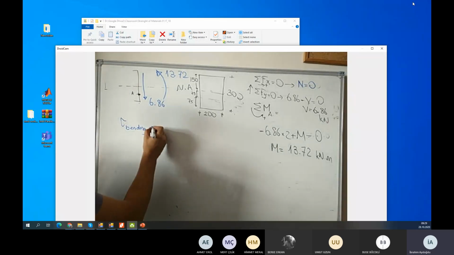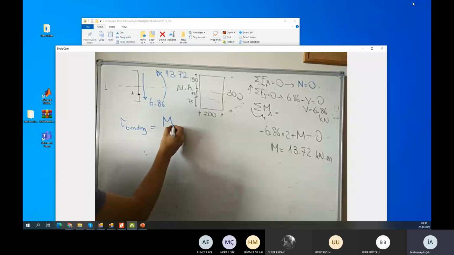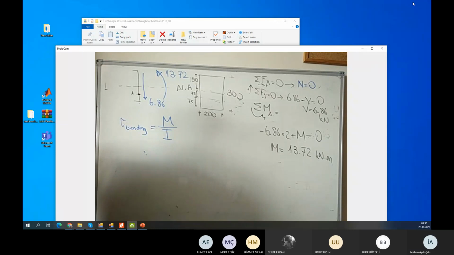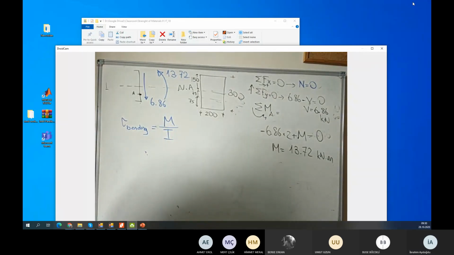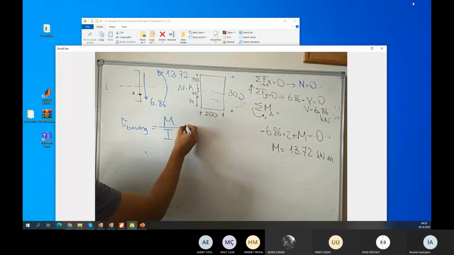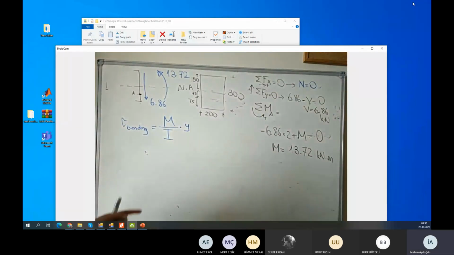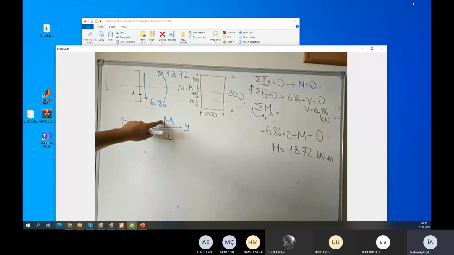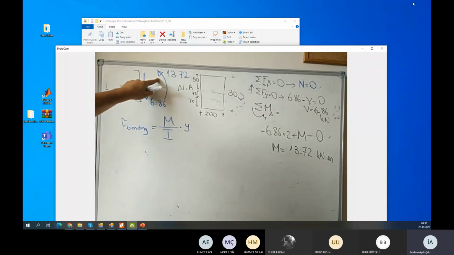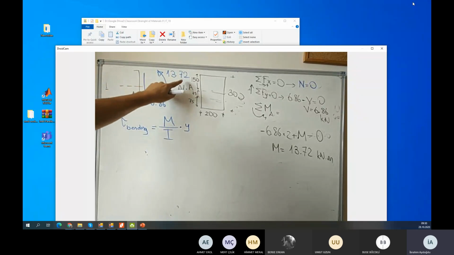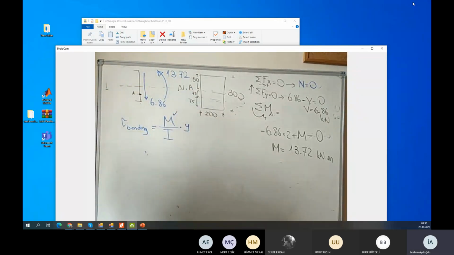Do you know this formulation? Do you remember? M divided by moment of inertia times y. We repeated this in Chapter 8, didn't we? You remember, right? What was the moment? The bending moment. What is the value? 13.72. We know the moment.